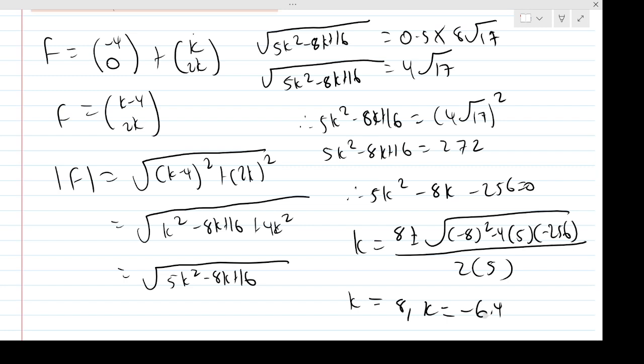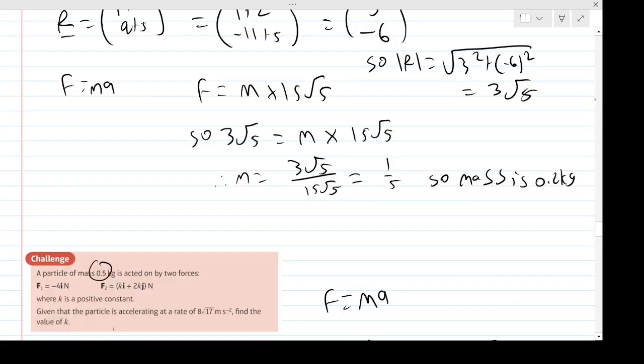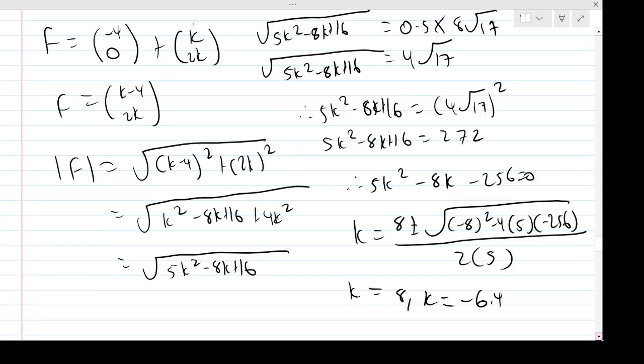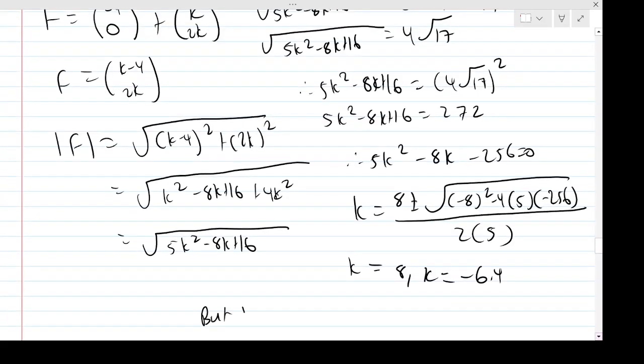So I've got two values. Which one should I take, if not both of them? Well, actually, look at the question. I'm told that k is positive. So, since k is positive, we just take the positive answer. Therefore, k is just equal to 8, and that is my solution there.